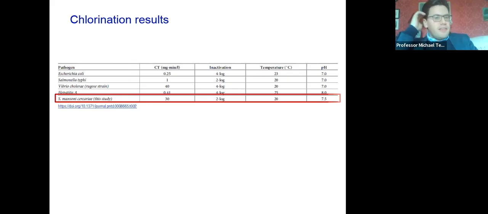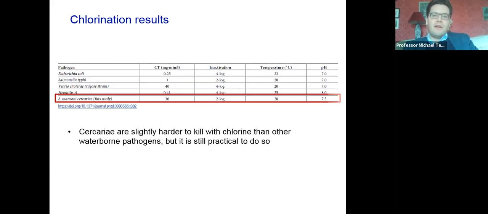And so you can see in this table here how that compares against other waterborne pathogens. Most of these are drinking water pathogens, where there's been quite a lot of research into those previously. And really the take-home message is that cercariae seem to be slightly harder to kill with chlorine than those other waterborne pathogens, but it's still something that's practical and economical to do, using the types of chlorine that are available in low-income countries.